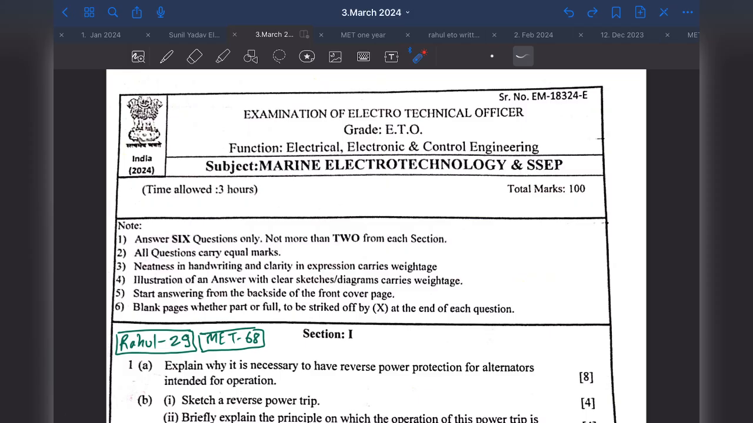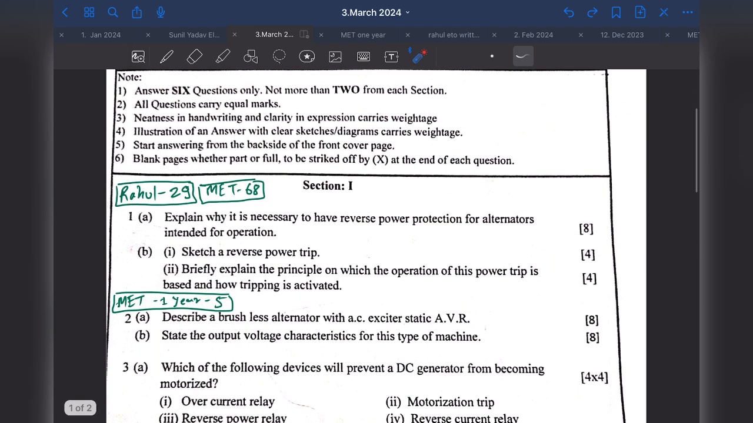Okay, so let us start the discussion for the question paper of Electro Technical Officer COC written exam. Paper is Function, Electrical, Electronics and Control Engineering, Marine Electro Technology and SSCP. Total marks is 100 marks and 3 hours. Section 1, 3 questions. So let us start with the question number 1.